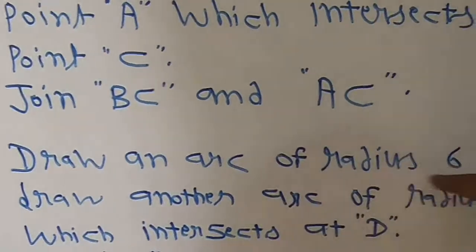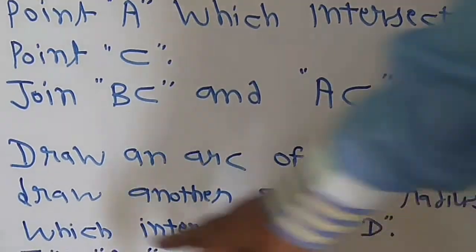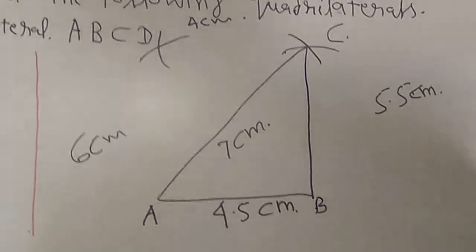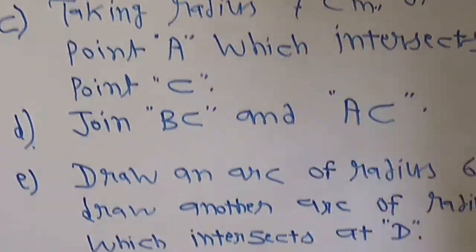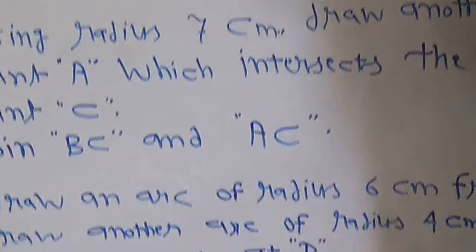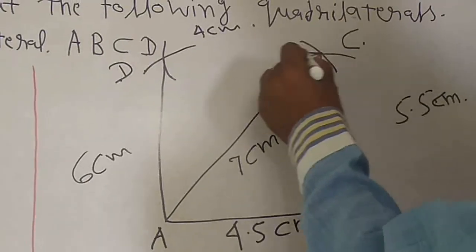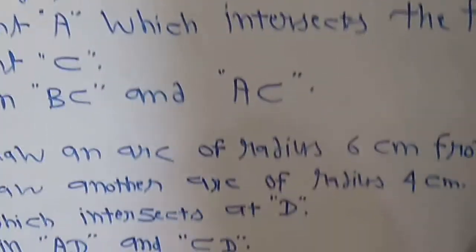Draw an arc of radius 6 centimeter from point A and draw another arc of radius 4 centimeter from point C. These two arcs are already drawn, and they intersect at D. So at this point we get our point D. Now in our last step, join AD and CD. Join AD. This is our A, this is our D. We are joining A with D, and CD. This is our C and this is our D. We are joining C with D. Finally, it is our required quadrilateral ABCD.